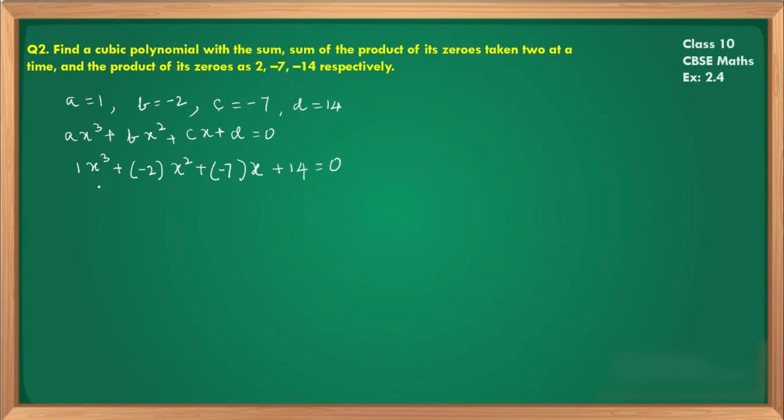Now we'll simplify this. X cube into 1 is x cube. Plus into minus is minus 2x square. Plus into minus 7x plus 14 is equal to 0. So this is the cubic polynomial that we have arrived at, and this is the answer. Question 2 is over. We move on to question number 3 on the next page.